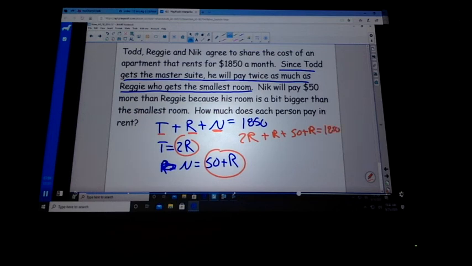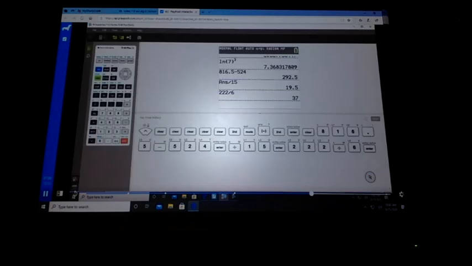Okay, combine my terms, so 2R plus R, that's going to give me 4R, because we know that's 1R and 1R, plus 50 equals 1850. So 4R is equal to 1800, and they subtract 50 from both sides. So here's that Reggie's going to pay 1800 divided by 4, so let's just go ahead and use the calculator, make sure we get the math right. 1800 divided by 4. So it looks like $450.